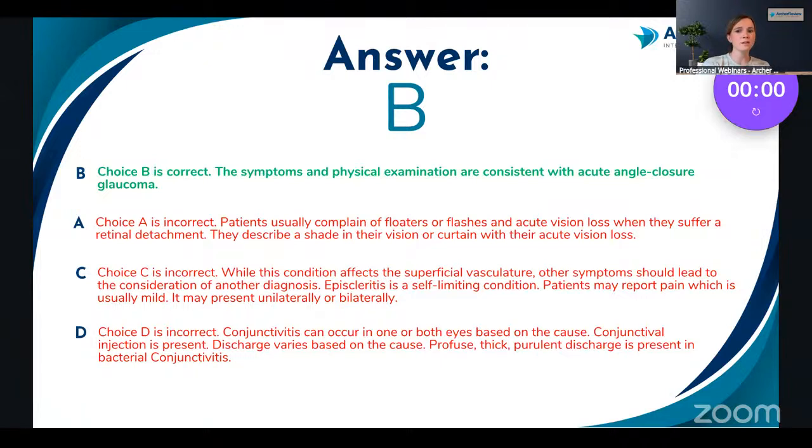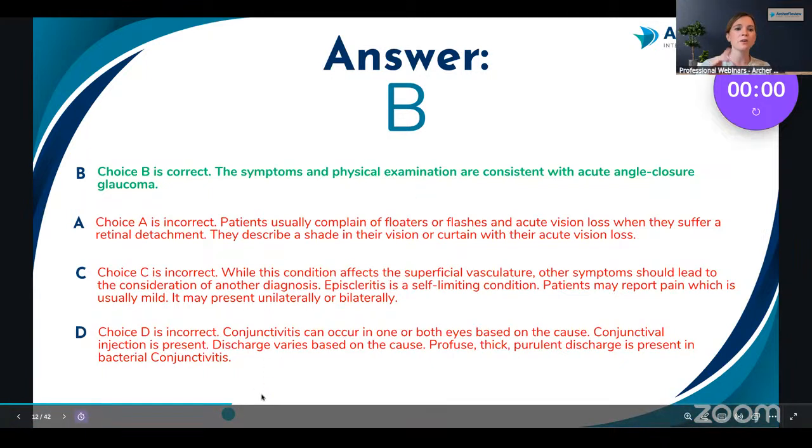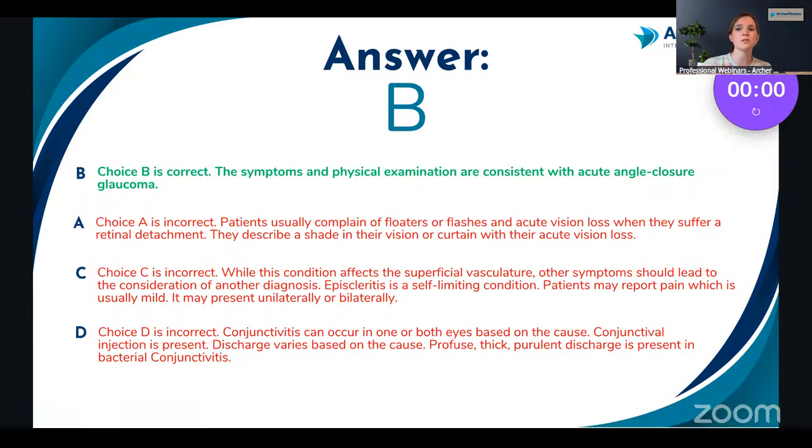Even if you don't know what the answer is, you definitely know that we're going to need to refer out. She had several red flags in there. So when you get questions like this on our Q bank, it'll give you the right answer, and it also gives you the explanation of the wrong answers. So the right answer, you guys all got it, acute angle closure glaucoma.